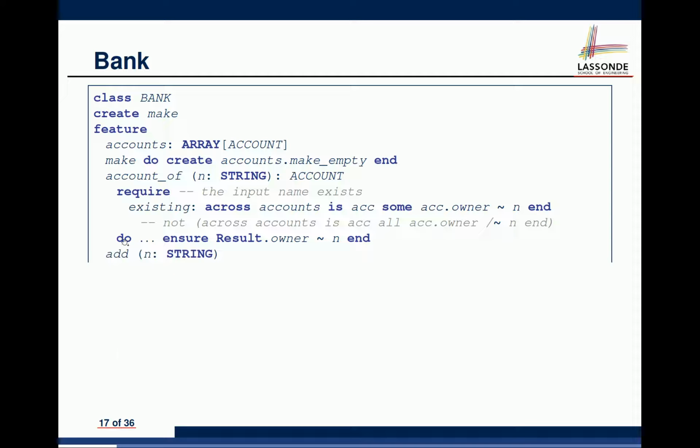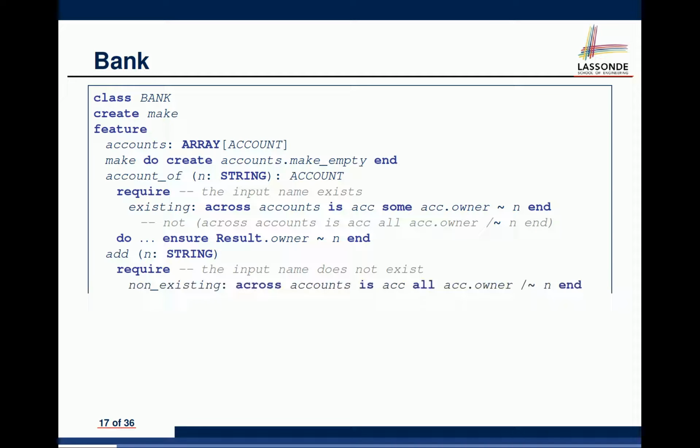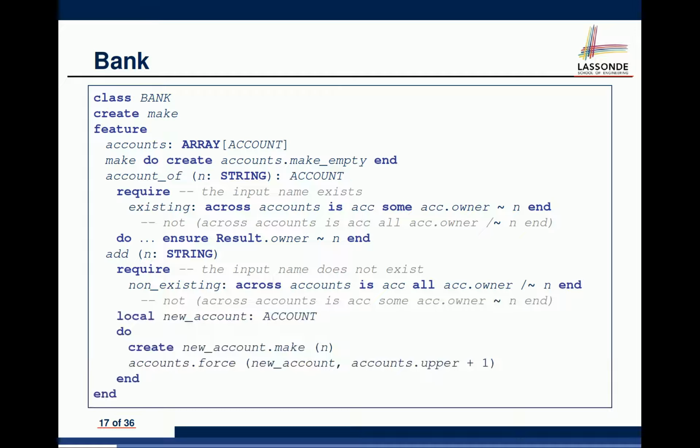And we have another one that's called add. We want to add a new account into the bank with owner n. So now it's kind of the opposite, right? If you want to return the account of, the name better exist. But if you want to add a new account, the name better not exist. Agree? Okay, good. Just make sure they're the logical negation of each other. Just case studies for you. Add would be very easy. You just force into the array. We've talked about force already.